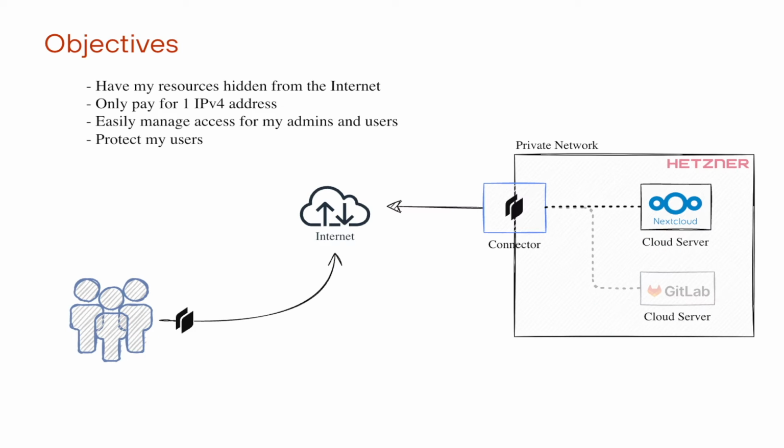So what are the objectives from today's video? All your resources are going to be sitting inside a private network that is going to be hidden from the internet. That means you only need to pay for one IPv4 address, and you'll be able to manage access for your administrators and users from a web-based admin panel. And further, you can protect your users thanks to our new secure DNS functionality.